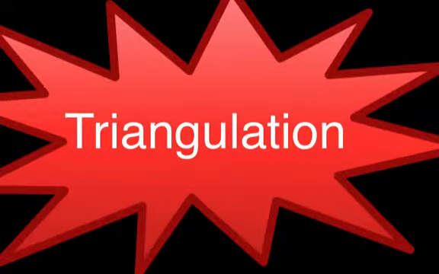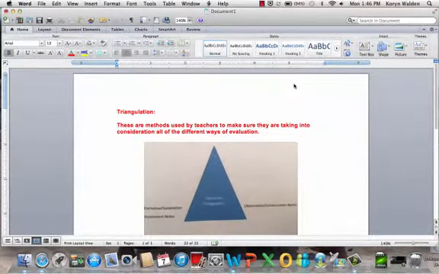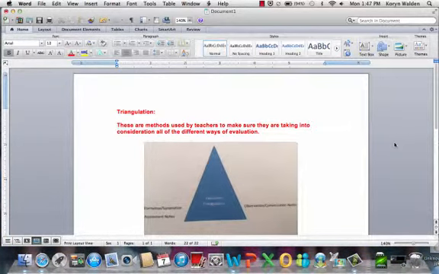The next thing we're going to talk about is triangulation. Triangulation is the way teachers make sure they are taking into consideration all of the possible different ways of evaluation. In this picture, it shows that the criterion reference test, or the Brigance test, which is up here, and the formative and summative assessments on the left side, and the conversations and observations made are the methods used to make up this certain triangle.